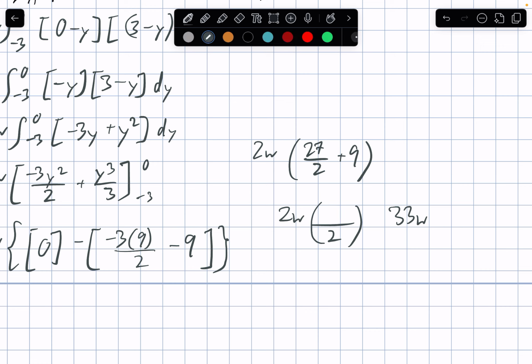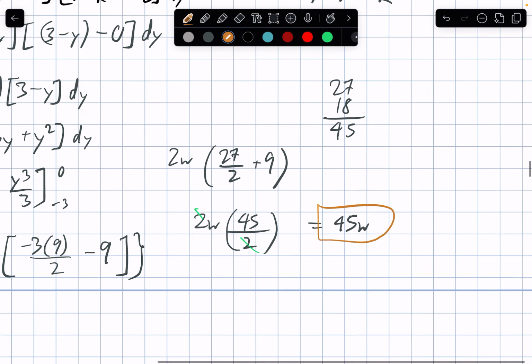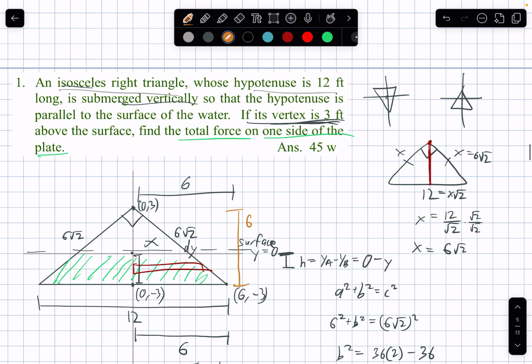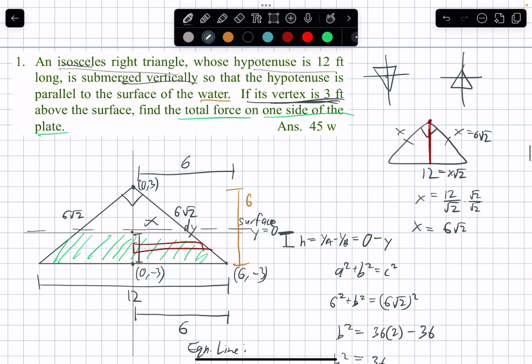18. 18 plus 27. 15, 35. 35. Wait, really? No. This is supposed to be 45. I'm tripping. Okay, so we got 45 W. What's the liquid substance here? It's water, right? Usually the answer, it would be enough to just label it as 45 times the density of whatever the liquid is. In this case, it's water.